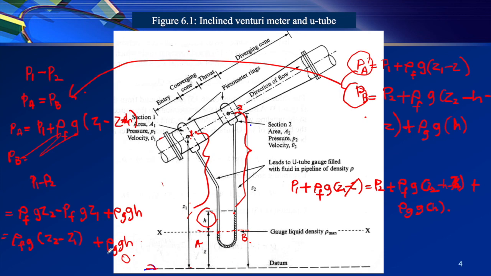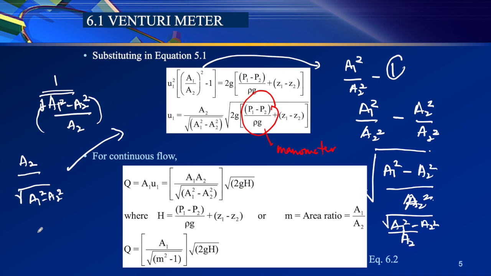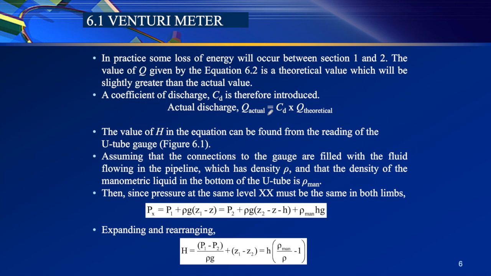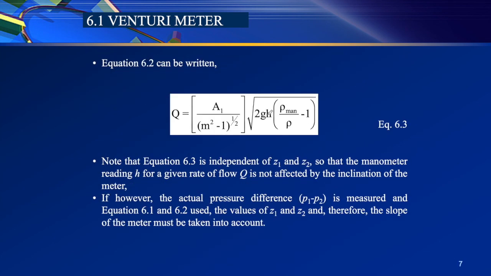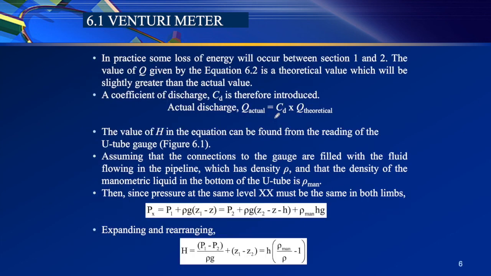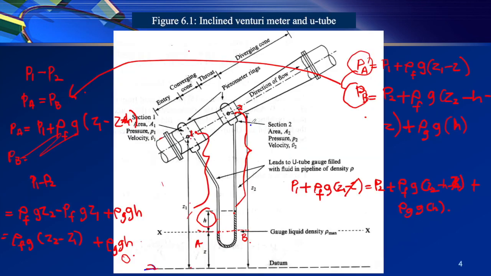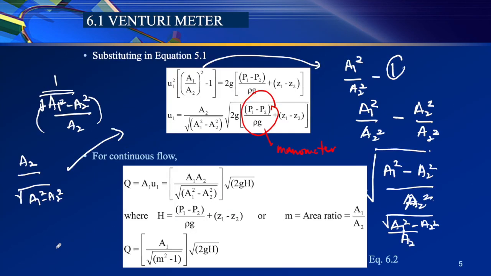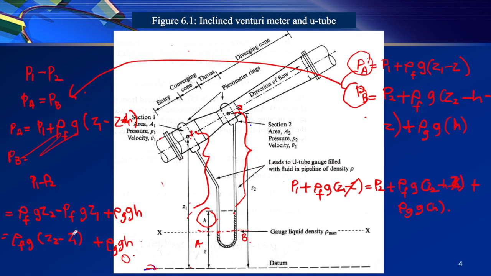You get this equation, so you have to substitute this equation into this equation. After substitution, the equation will become like this. When you substitute P1 minus P2 here, this is your equation, and substitute into here, you will cancel out a few of the terms inside, because we do have Z2 minus Z1.